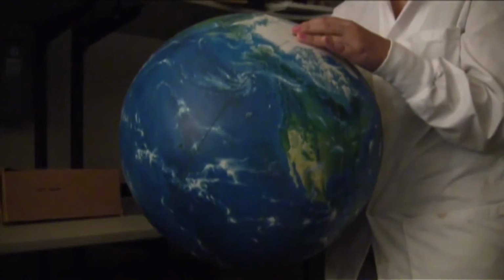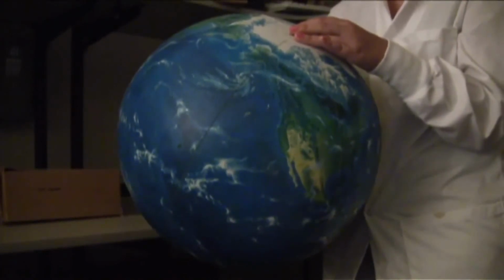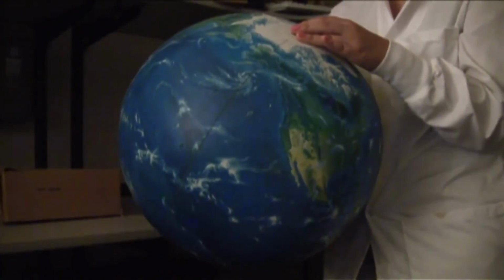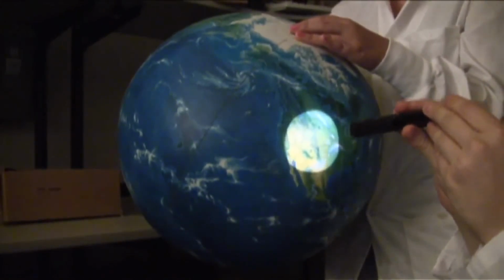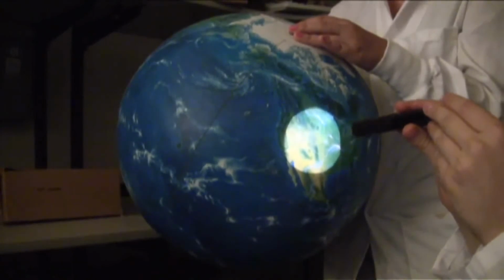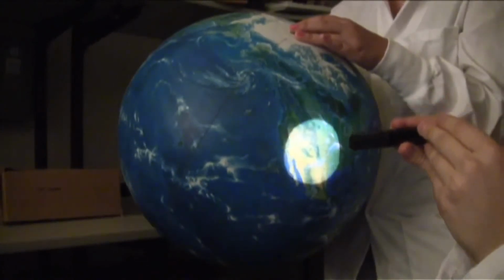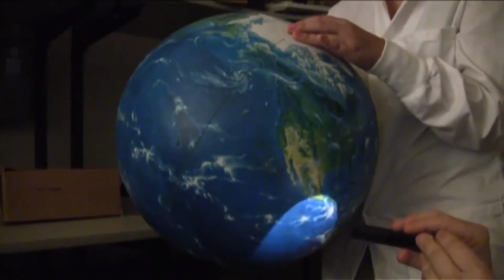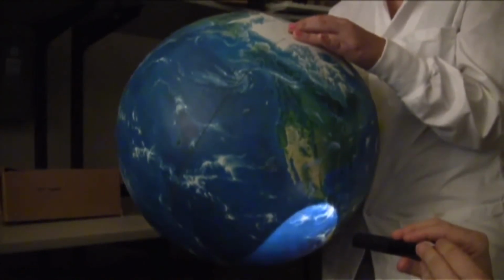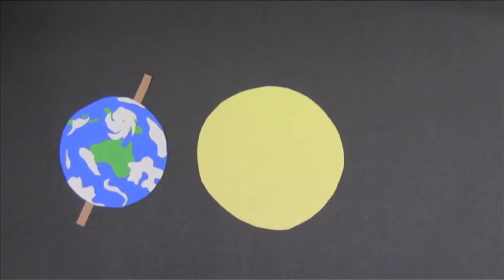Here we have a globe that's angled at about 23.5 degrees. It's June, so the northern hemisphere is angled towards the Sun. If we shine the flashlight directly on the northern hemisphere, we see it illuminates a certain area. But when we move the flashlight to shine indirectly on the southern hemisphere, we see that it's illuminating a larger area, just like we talked about. So let's put it all together.